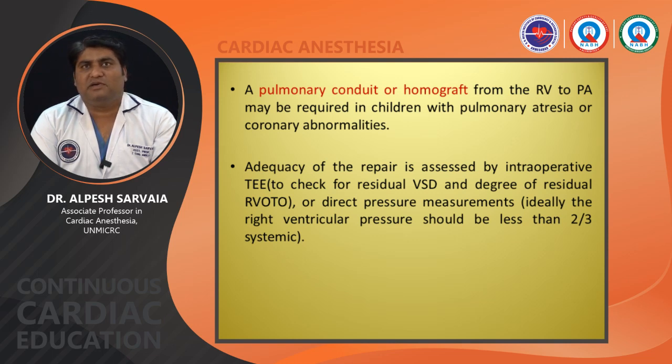Adequacy of repair is assessed by intraoperative transesophageal echocardiography. In TEE, we check for any residual VSD and the degree of residual RVOT obstruction, or by direct pressure measurement of the RV and LV. The RV pressure should be two-thirds of the systemic pressure.